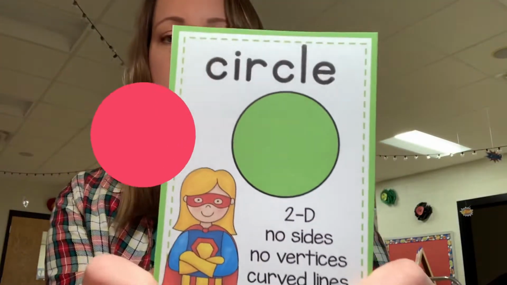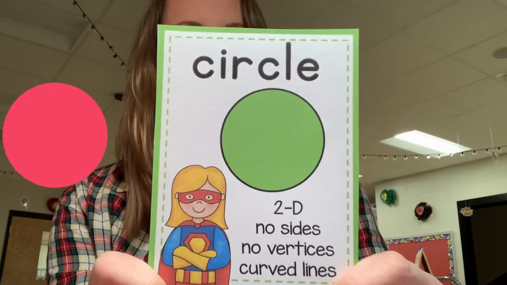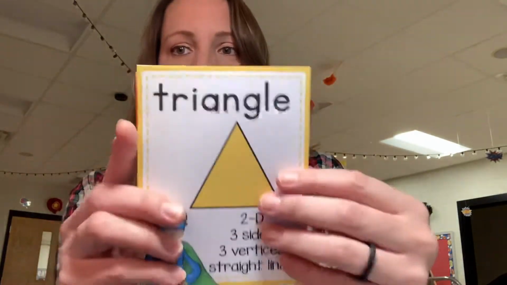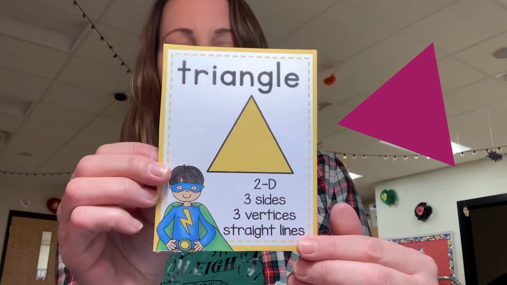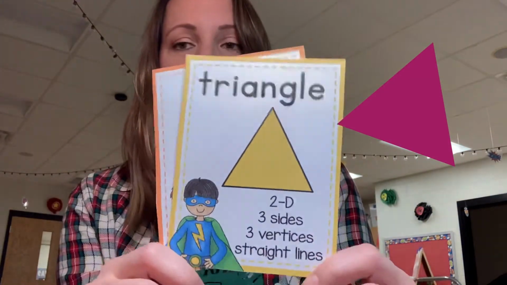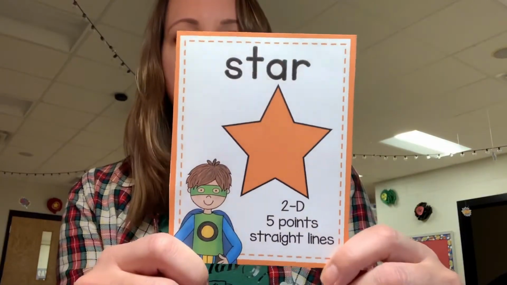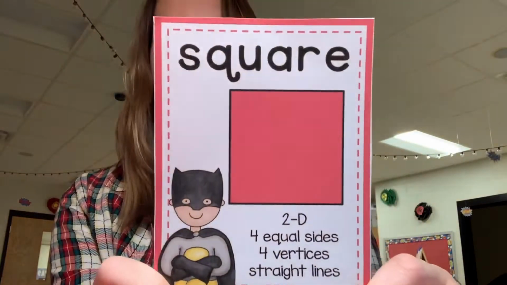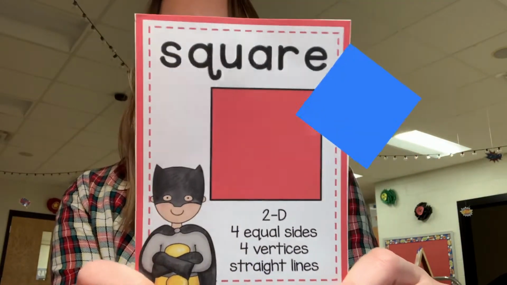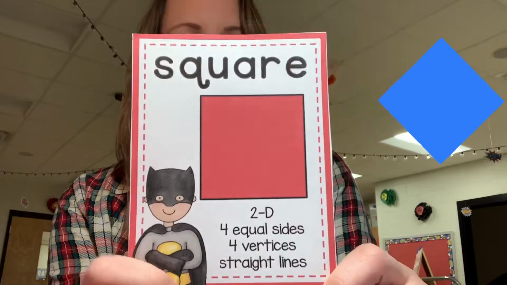Heart. Circle. Triangle. How many sides does a triangle have? 3 sides. A star. And the last 2D shape we've learned is a square. And how many sides does a square have?